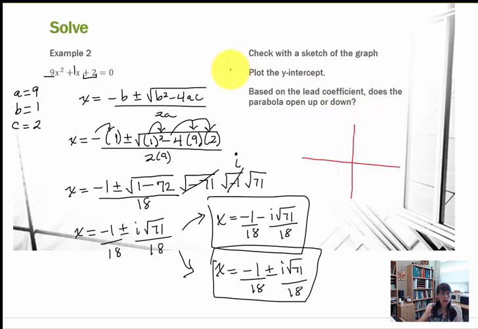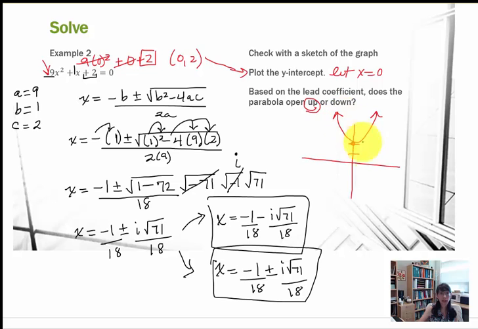In example 2, we're going to, again, plot the y-intercept, and then based on the lead coefficient, we'll determine if the parabola opens up or down. So we have a lead coefficient that's a positive 9, so it should be opening upwards. To plot the y-intercept, we let x equal 0. So 9 times 0 squared plus 0 plus 2. The first two terms are eliminated, leaving us 2. So (0, 2) is the y-intercept. There's our y-intercept. We know the parabola opens upwards, so it might end up looking something like this.